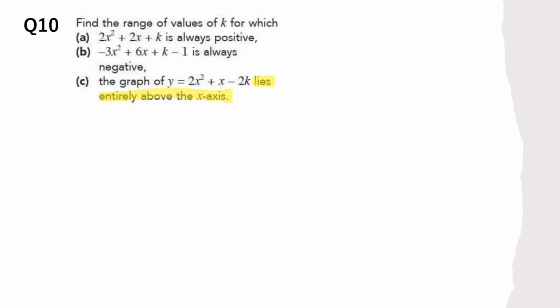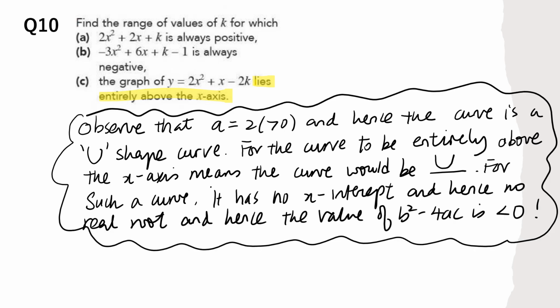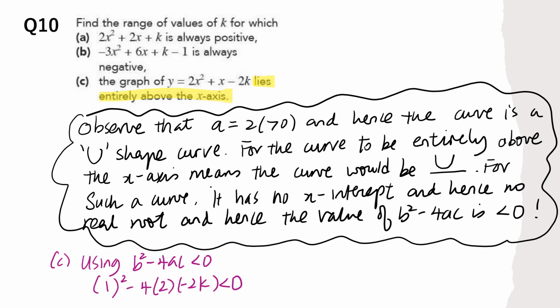Let's look at part C. If you understand how to do parts A and B, part C is not difficult. You're told that the graph lies entirely above the x-axis. So that's very easy. You are already told how the position of the curve will look. If the curve is entirely above the x-axis, it does not touch the x-axis, which means there's no x-intercept. If there's no x-intercept, there are no real roots, and hence the value of b squared minus 4ac is less than 0. So we just apply b squared minus 4ac less than 0.